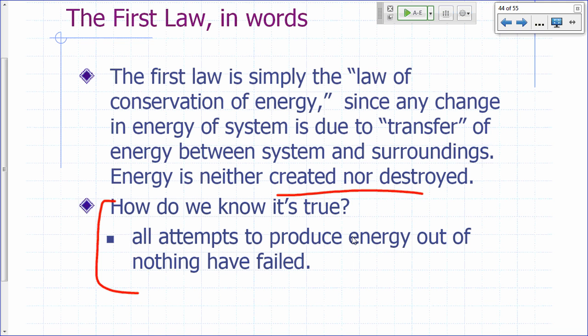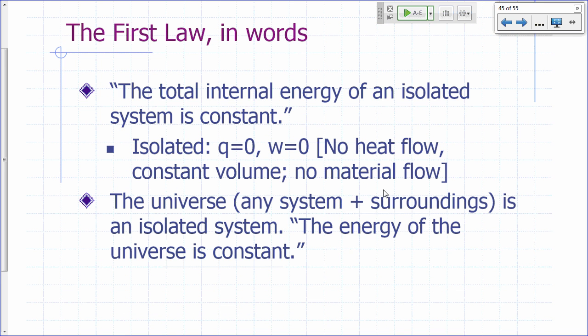Well, all our attempts to produce energy out of nothing have failed. And it's because that is an assumption that would be consistent with everything else. So that's the law of conservation of energy. So the first law can also be stated by saying that the total energy of an isolated system is constant.